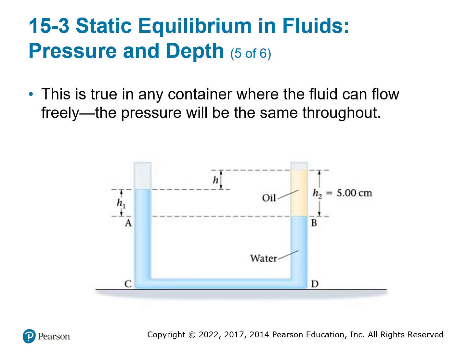So it doesn't always have to be mercury. In any container where fluid can flow freely, the pressure is going to be the same throughout. So that's going to make your math a little bit easier. But you can see here you have water in the majority of these tubes and then oil. So the pressure is going to be the same throughout as long as the fluid can flow freely through it.